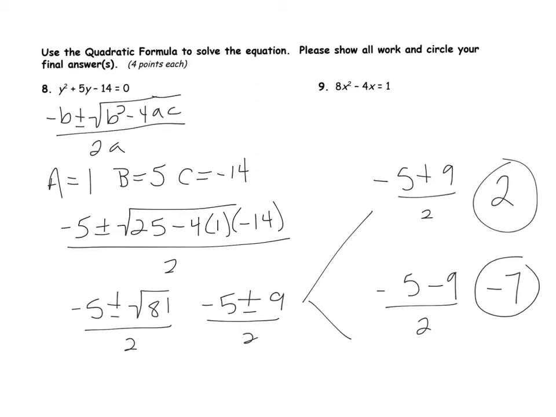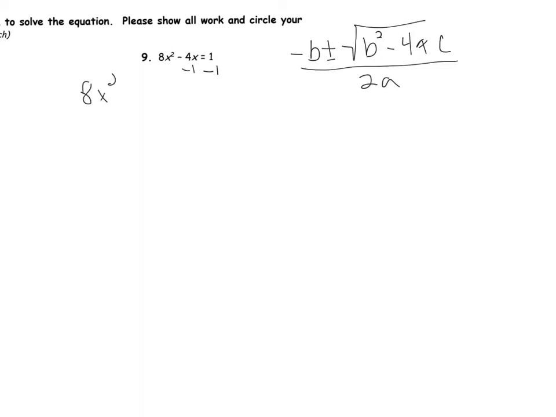Let me make some room here to do number 9. Number 9. Let me just rewrite that quadratic one more time. Negative b plus or minus the square root of b squared minus 4 times a times c, whole thing over 2a. And before we can pull out our a, b, and c, we're going to have to get this to equal 0. So we're going to minus 1 from both sides. That's going to give us 8x squared minus 4x minus 1 equals 0.